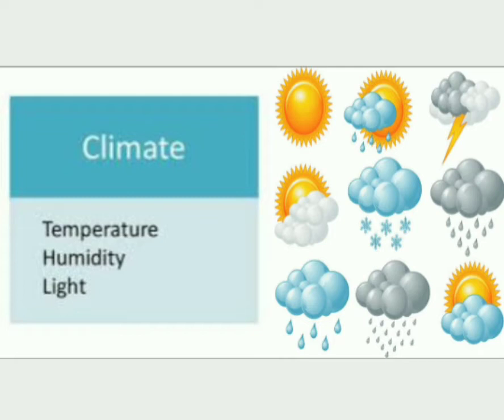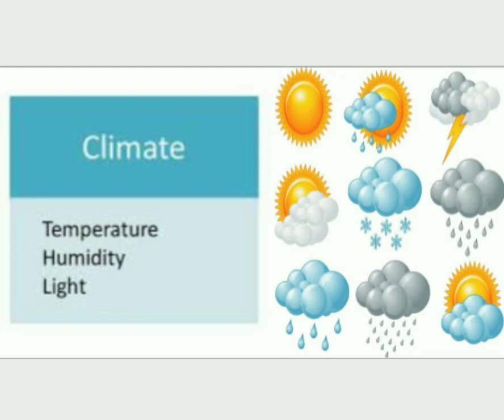Let's take the example of rice and sugarcane. Both of these crops require higher temperatures, so they are mostly grown in those parts of the world where the temperature is higher. Whereas wheat requires moderate temperature, so it will be grown in those areas where the temperature is moderate.